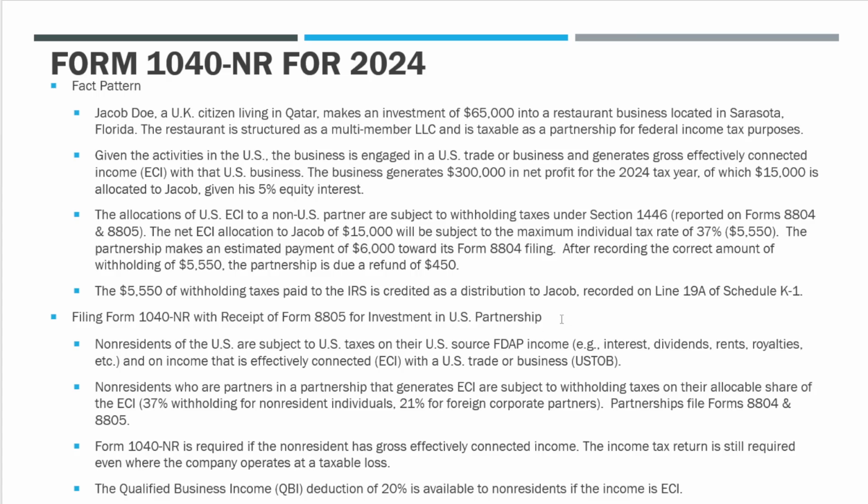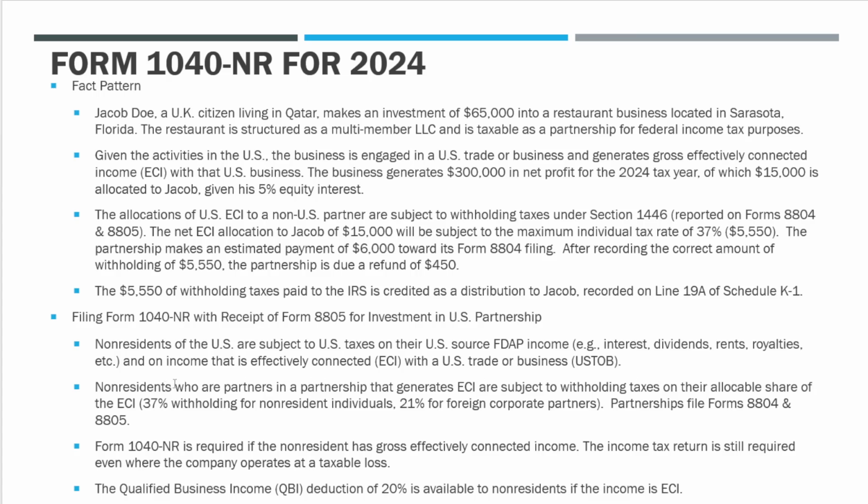All right, so some things to keep in mind with these 1040NR filings. So when we have non-residents, they are subject to U.S. taxes really one of two ways. So the first one is if the non-resident receives any U.S. source FDAP income. So FDAP income is portfolio income. So FDAP means fixed, determinable, annual, or periodical income. And so common items are U.S. source interest, dividends, rents, royalties, and things like that.